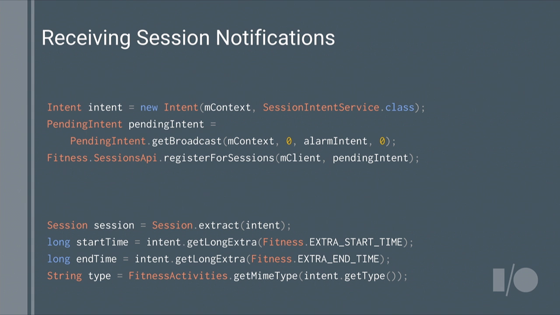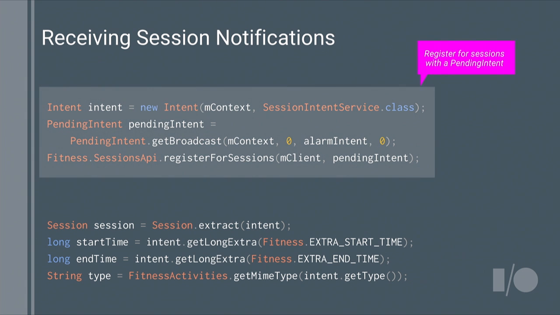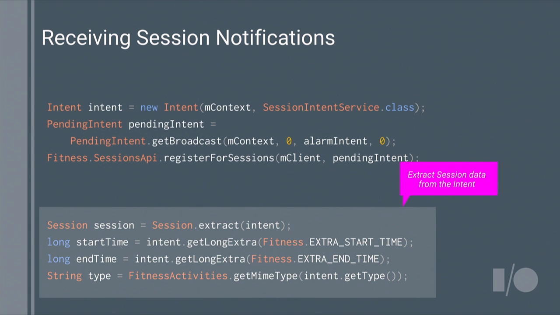Similar API to the one that we just looked at with the history API. But here we're going to use the sessions API because we're interested in registering for updates when a session starts or ends. So again, we create a pending intent that we'd like to fire when a new session begins or ends. And then we call this register for sessions method in the sessions API. And now whenever the user starts or ends a workout, the pending intent will fire and an intent will be delivered to our app. And if you want to get more information on that session, you can actually extract it from out of the intent.